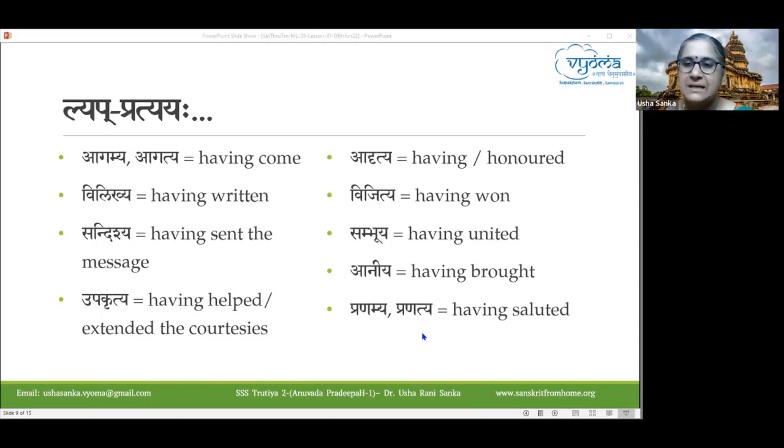Already we know upasargas, that's why we are not bothering. But you know, without knowing upasarga, nobody can understand this Lyap concept at all. So first we have to introduce upasarga, then only this one. Okay. Well.